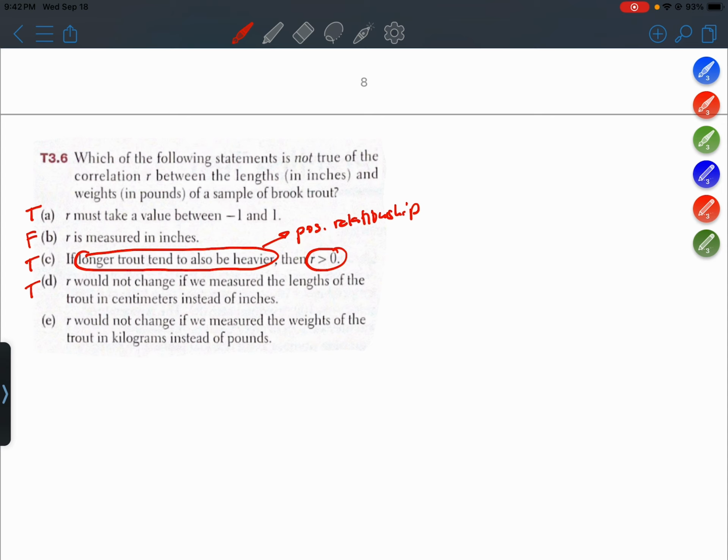And I'm not going to demonstrate it again with the y variable, but if we change the units of the y variable, that's not going to affect the correlation either. It will stay the same. All right, so the false statement here is B. R is not measured in inches. Again, R is a unitless number.